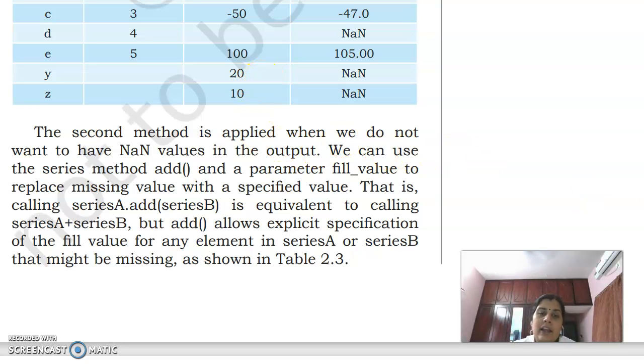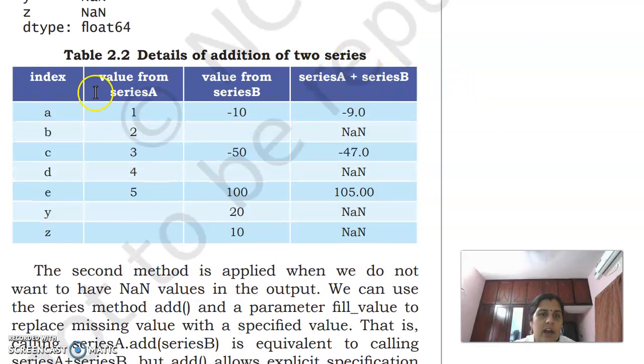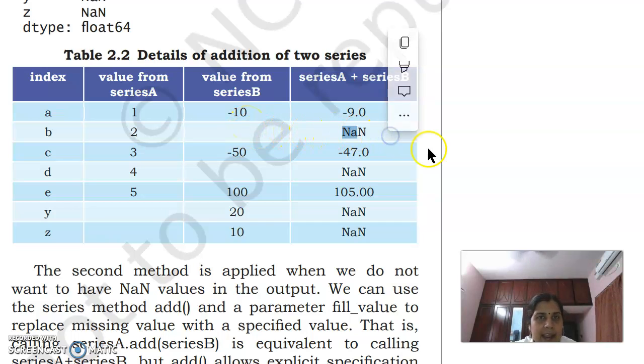So here we are going to explain the plus operator and how it will work. Just simply add with the series name, like series A plus series B, and then we have to check the output. 1 plus minus 10 equals minus 9. It's correct and it is in float form. 2 plus nothing. Nothing is taken as not a number, so the output will be NaN. Here also we left it blank, since series B didn't contain an element at the position of D.